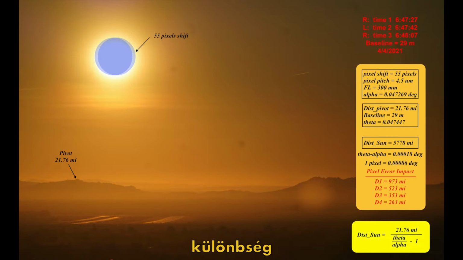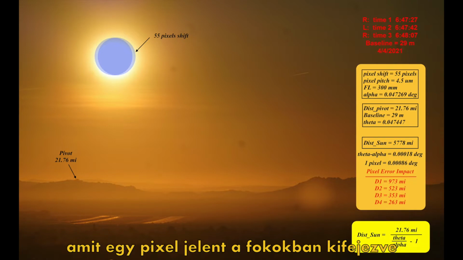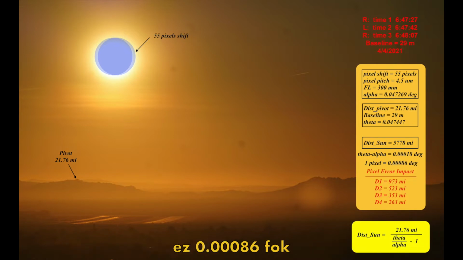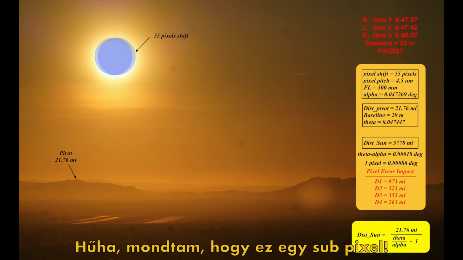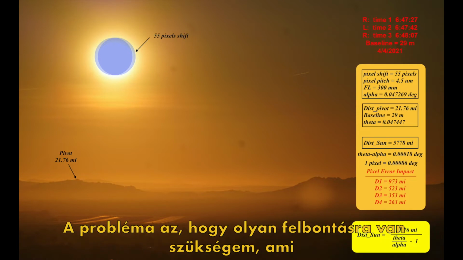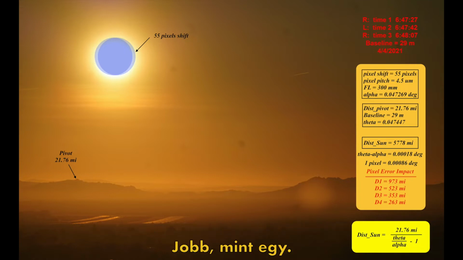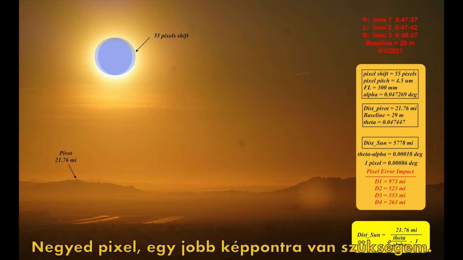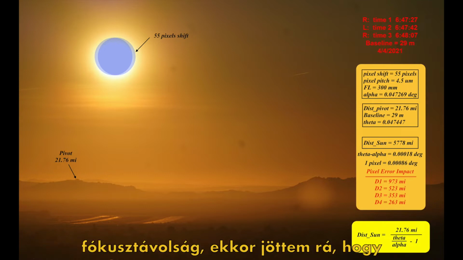Looking at the difference that 1 pixel makes in terms of degrees, it is 0.00086 degrees. And the difference between theta and alpha is 0.00018 degrees. It's a quarter of a pixel. This difference between theta and alpha is actually the difference from the calculated position to infinity. Wow, I said, this is a sub-pixel problem. I need a resolution that's better than 1/4 of a pixel. I need a better sensor. I need a longer focal length.